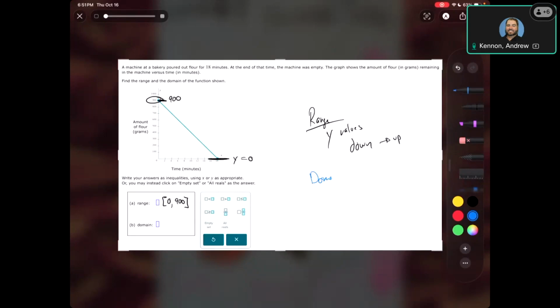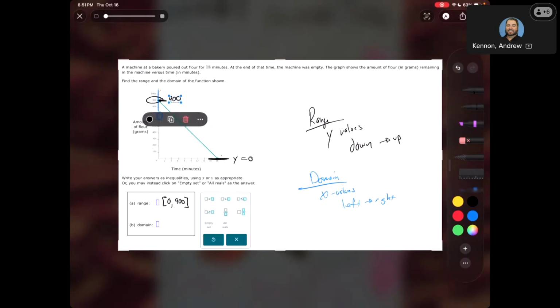The domain is your X values, and it is left to right. So the left part of this graph is at 0. I should have written Y equals 900 here, and then I'll write X equals 100 here. And then the right side of this graph is at 18. So it goes from 0 to 18.